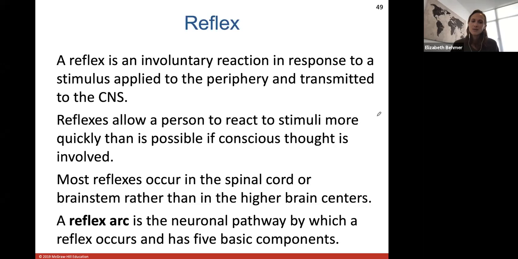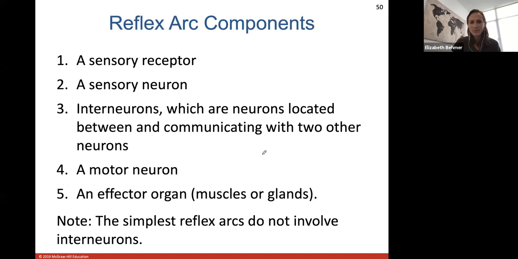It has five basic components, and then we'll talk about some examples of reflexes. A sensory receptor receives the sensory stimulus, which could be pain. The sensory neuron is the pathway that takes that sensory information to an interneuron, which is a neuron located between and communicates with the two other neurons. The interneuron is then connected to a motor neuron, which carries out a motor response to an effector organ like a muscle or gland. The simplest reflex arcs do not even involve an interneuron. They go right from a sensory to a motor neuron.